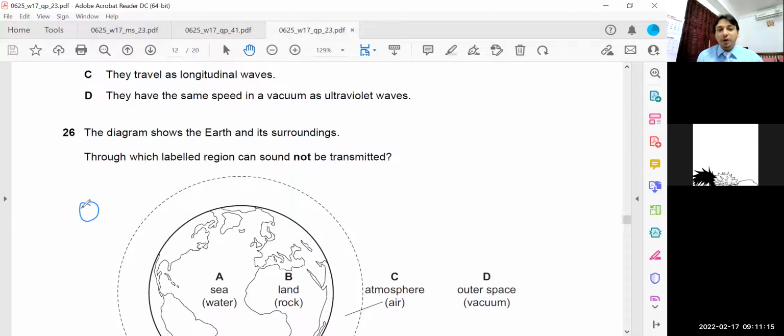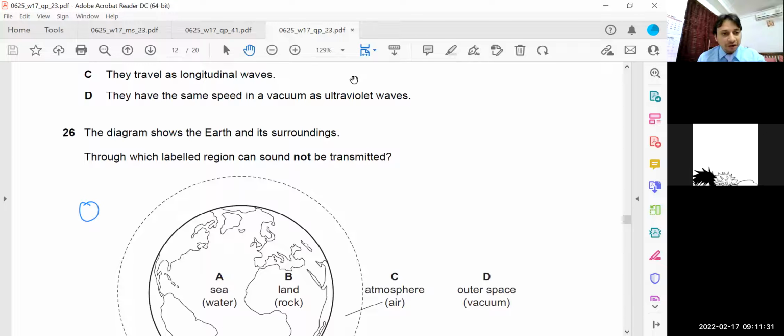Diagram shows the Earth and its surroundings. Through which labeled region can sound not be transmitted? I think it's a very simple question. Sound cannot travel in vacuum. If vacuum is there, then sound cannot travel.